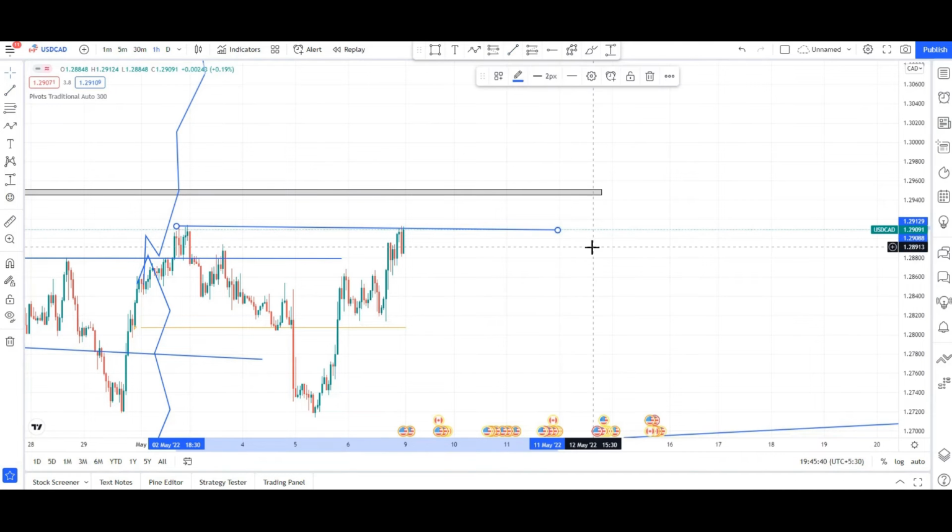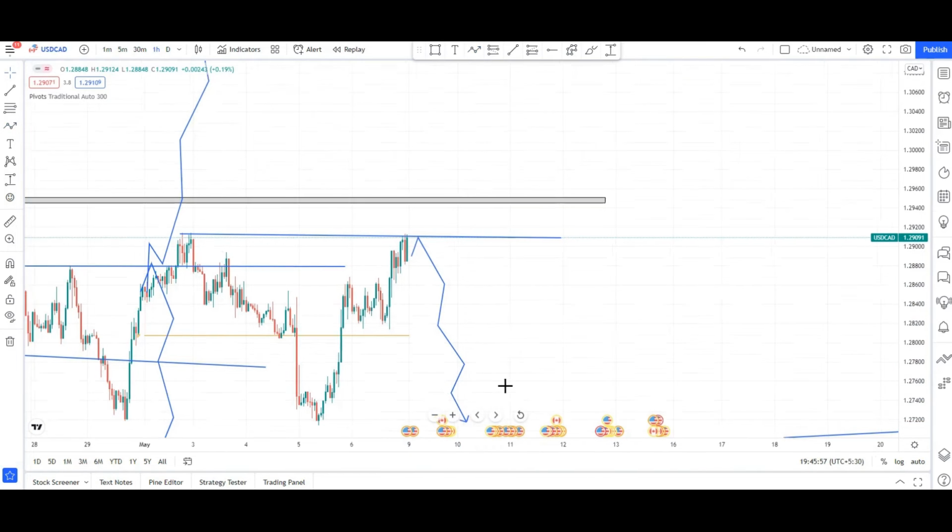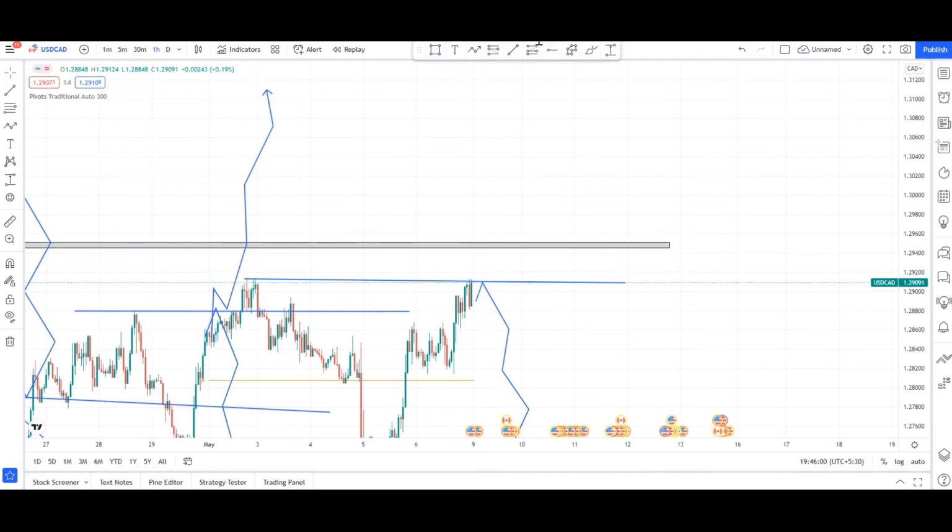Okay guys, so this time, once again, if it takes resistance, then you can expect your first target, second target, third, fourth, and this will be the final fifth target. Okay guys, if it breaks, then you can expect a bigger momentum, but it has to cross.